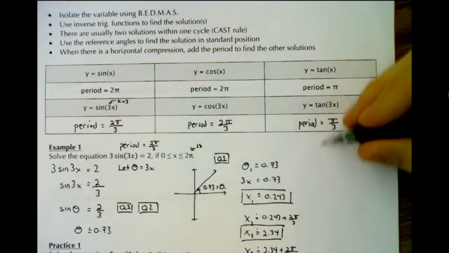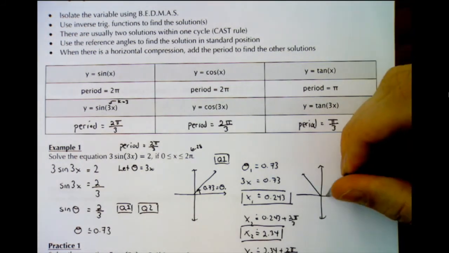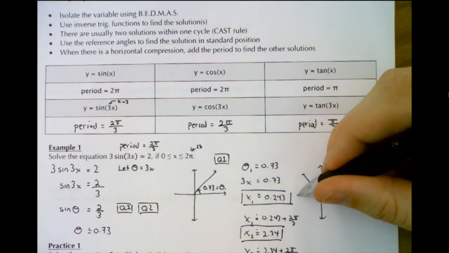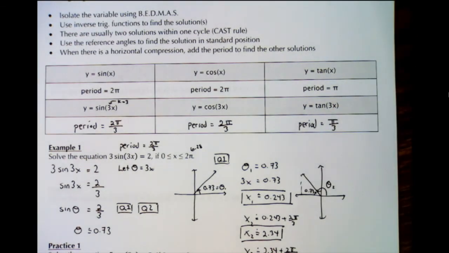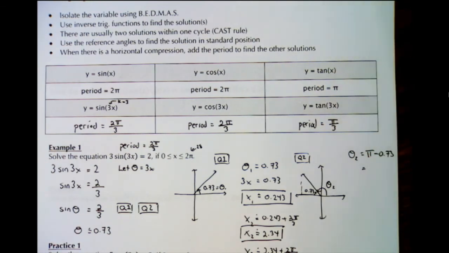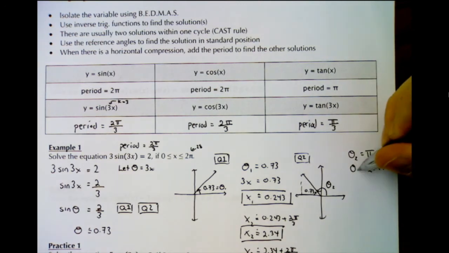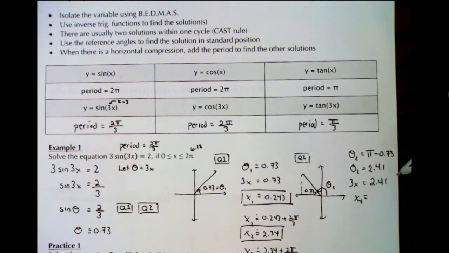From quadrant 2, or theta 2, we'll have that same reference angle of 0.73, but theta 2, since it's in quadrant 2, will be pi minus that reference angle, which works out to 2.41. But we said let theta be 3x, so 3x is equal to 2.41. And our first answer from quadrant 2 would be 2.41 divided by 3, which is 0.80.